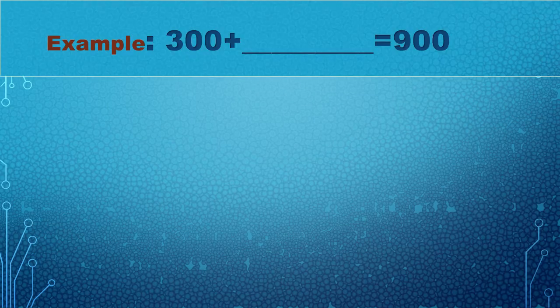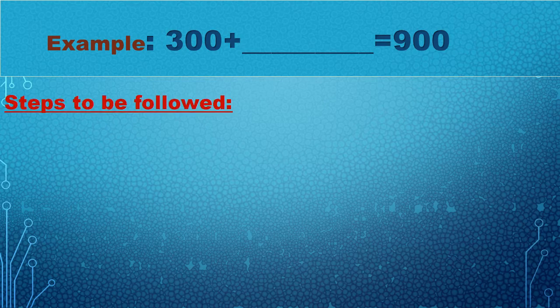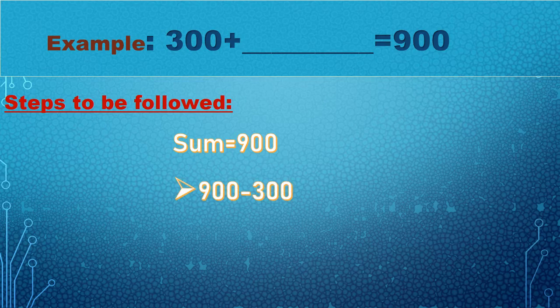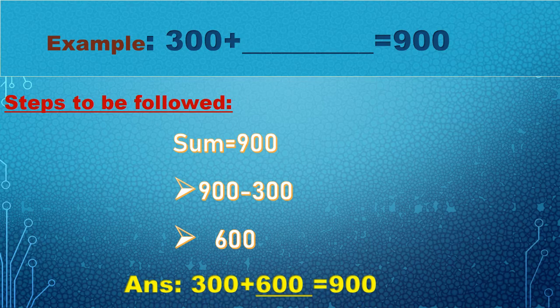To learn the concept, the first example is 300 plus some number is giving you 900. So follow the steps. First of all, identify the sum, which is 900. Now subtract 300, which is one of the addends, from 900. After subtracting, you get 600 as the result. So 600 is the missing addend or the missing number. Hence, you will write 300 plus 600 will give you 900.